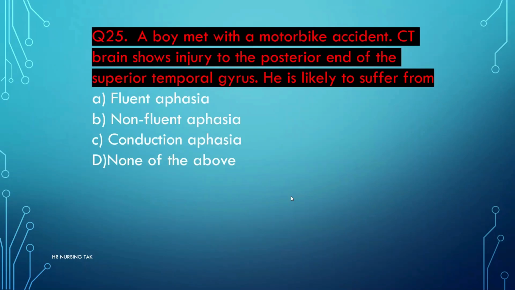Question 25. A boy met with a motorbike accident. CT brain shows injury to the posterior end of the superior temporal gyrus. He is likely to suffer from A. Fluent aphasia, B. Non-fluent aphasia, C. Conduction aphasia, D. None of the above.